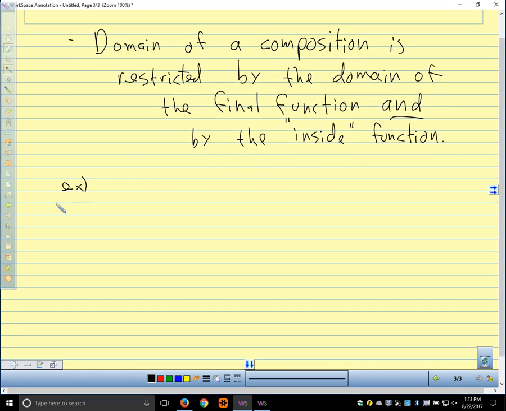So let's say you might get a problem that says f of x equals 1 over x minus 2 and g of x is the square root of x. And we want to find f of g and its domain.